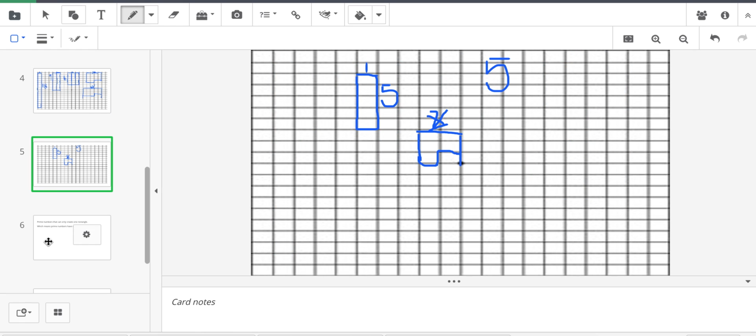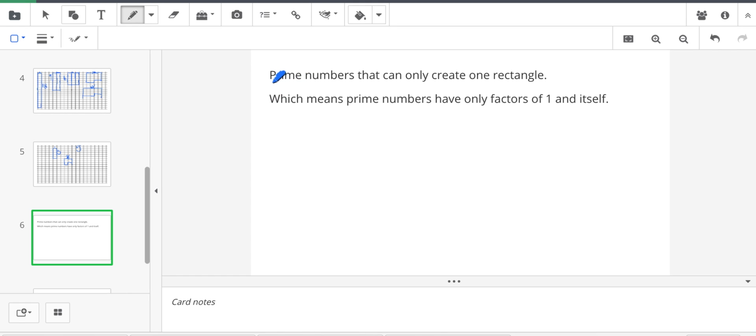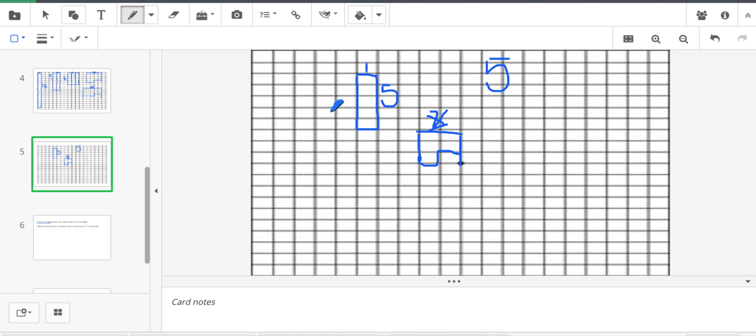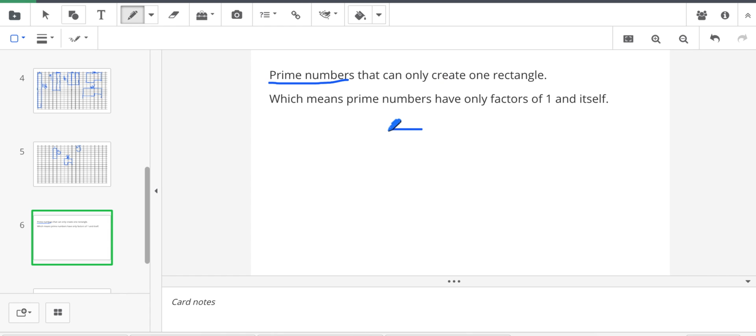So that brings us to our next section, which is prime numbers. Prime numbers can only create 1 rectangle, which means prime numbers have only factors of 1 and itself. And we saw that. We couldn't create any more rectangles with the number 5. It only could create 1. 5 is a prime example of a prime number. 5 multiplied by 1 are the only factor pair for this number. You can't multiply 2 or 3 or 4 to get number 5.